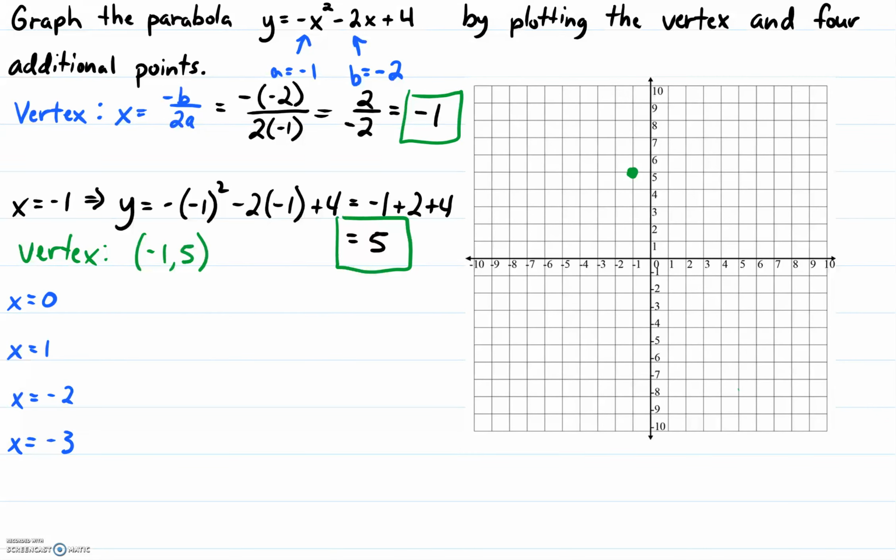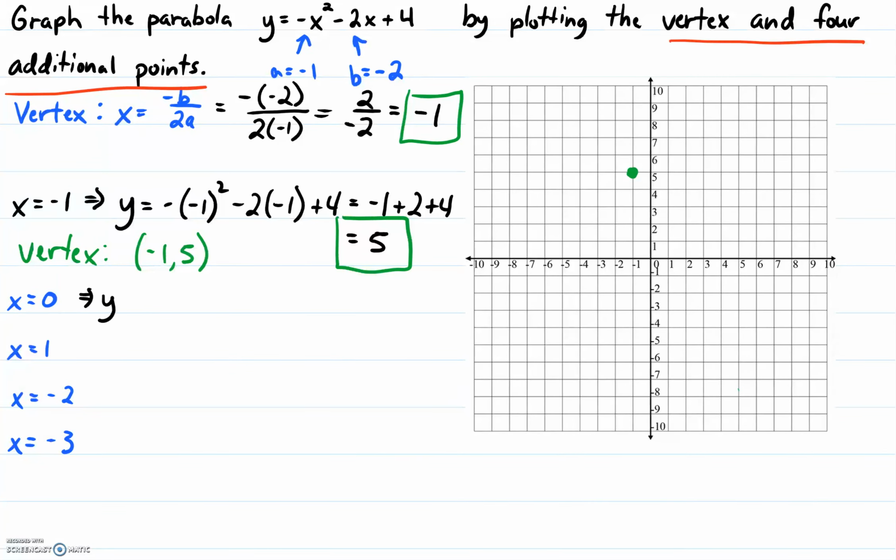And that's going to give us 2 points to the right of the vertex, giving us our total of 4 additional points that we want for this particular problem. So what we're going to do again to get the corresponding y value is plug these x values into our equation.